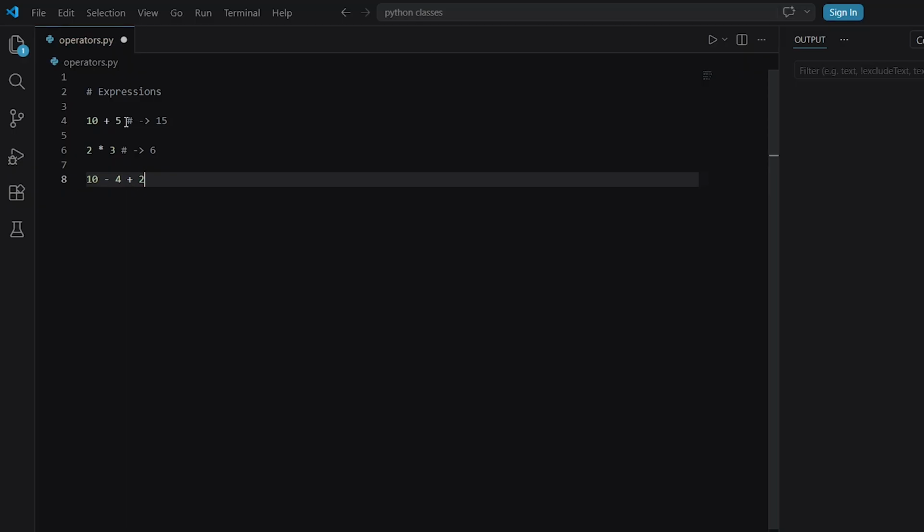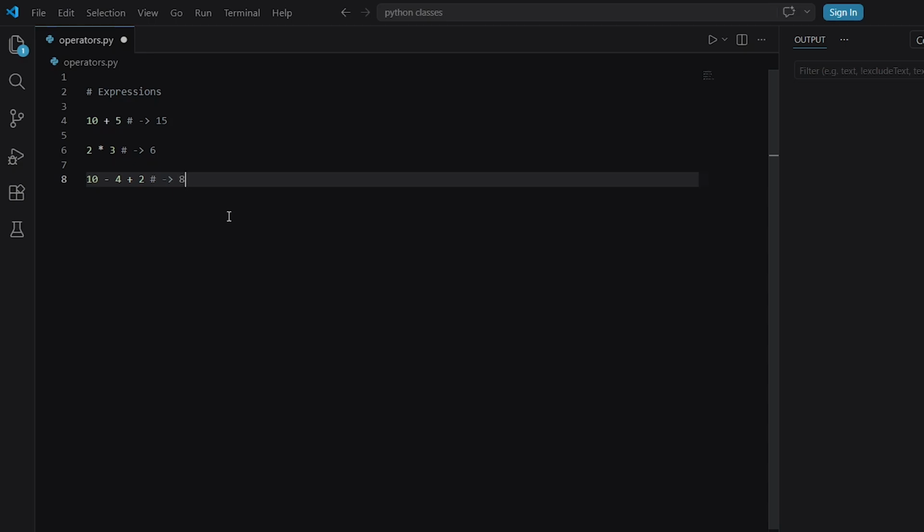If we have something like 10 minus 4 plus 2, this is also an expression. And in this expression, we have 2 operators and 3 values. So this particular expression evaluates to 10 minus 4, which is 6, plus 2, which is 8.